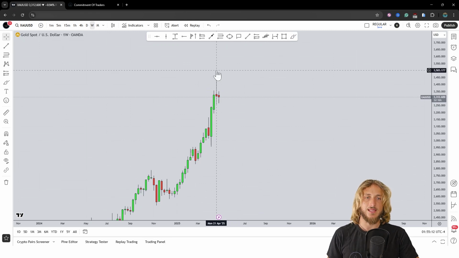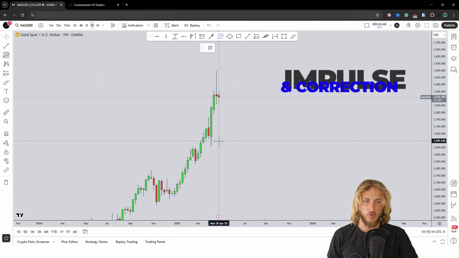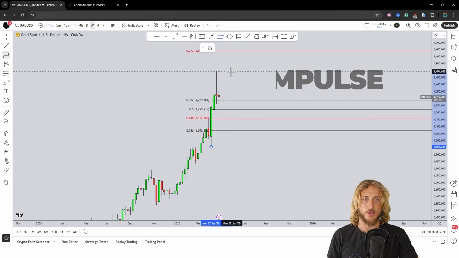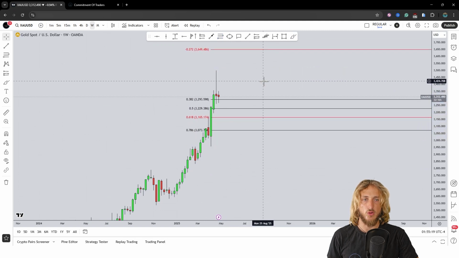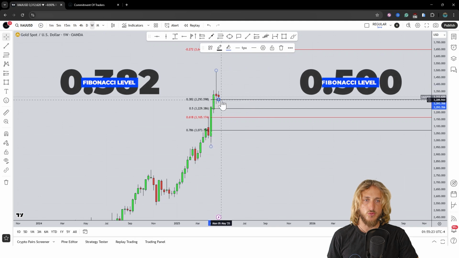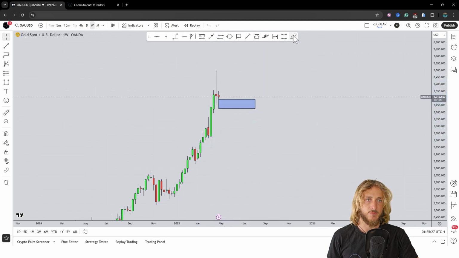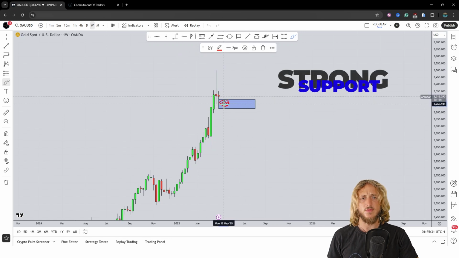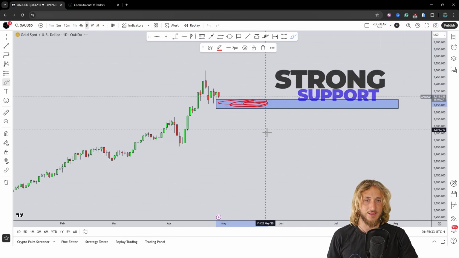We can also notice that as we have an impulse and now the start of a correction, if we want to measure the correction, we have to take our Fibonacci from the low to the high of the impulse leg, which shows us how we have the 0.382 and 50% retracements lining up inside of this area. Now, this area is also previous resistance turned support if we go down on the daily time frame.